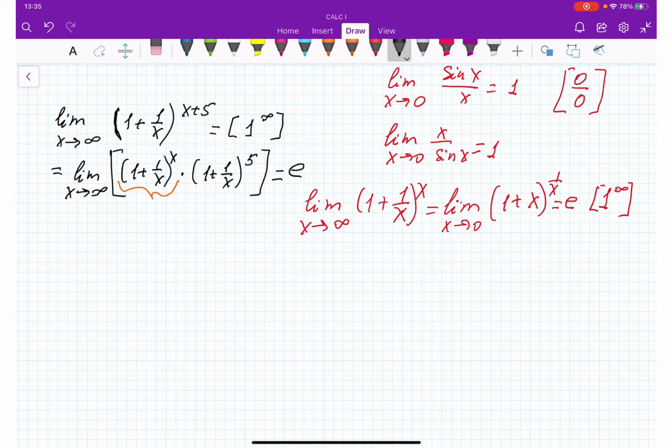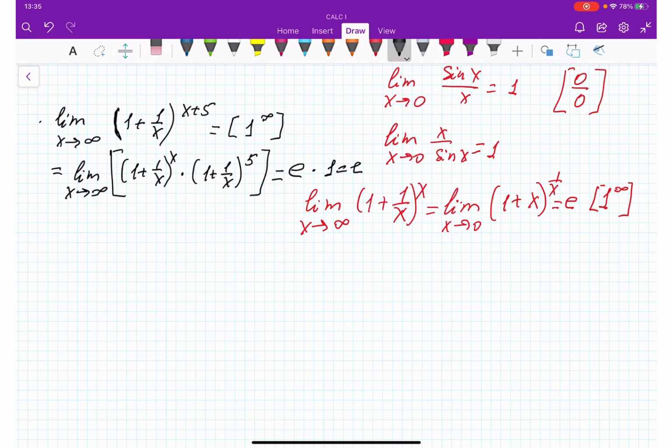Now let's look at how much this second one is. So 1 plus 1 over infinity, it's going to be 0, right? So this is going to be 1. And to the power 5, it's going to be 1. So e times 1, it's going to be e. Okay?